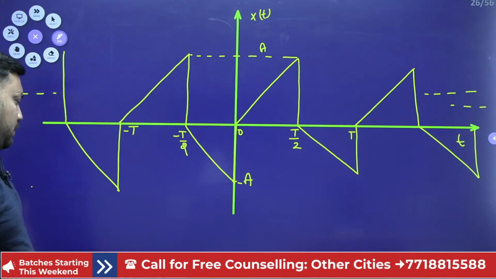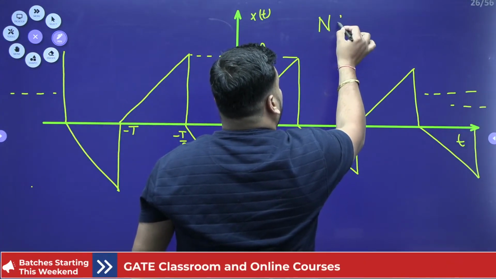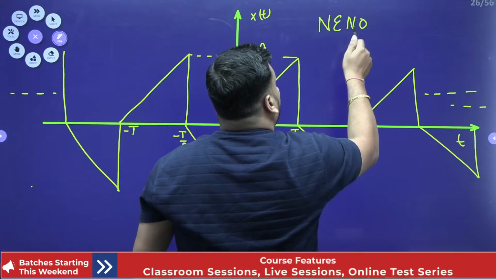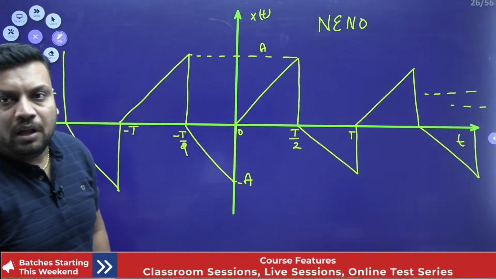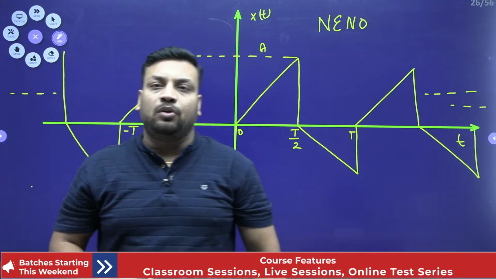I think it is audible. So, dear students, first of all, very good observation. The signal is a non-symmetric signal for sure. It is neither even nor odd because it is neither symmetrical about the y-axis nor symmetrical about the origin.